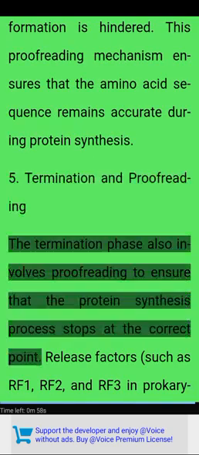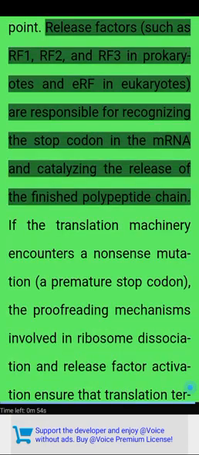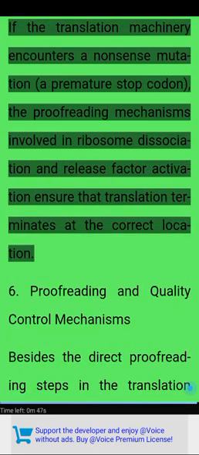5. Termination and proofreading. The termination phase also involves proofreading to ensure that the protein synthesis process stops at the correct point. Release factors such as RF1, RF2, and RF3 in prokaryotes and eRF in eukaryotes are responsible for recognizing the stop codon in the mRNA and catalyzing the release of the finished polypeptide chain. If the translation machinery encounters a nonsense mutation, a premature stop codon, the proofreading mechanisms involved in ribosome dissociation and release factor activation ensure that translation terminates at the correct location.